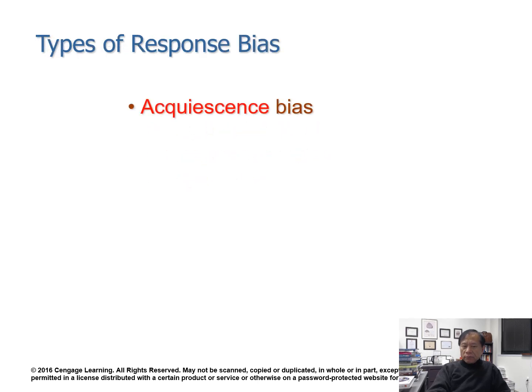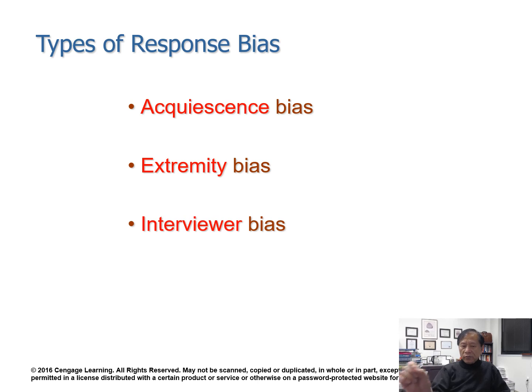The types of response bias, right? What is acquiescence bias? Acquiescence bias is when people tend to agree with you. Okay. What's extremity bias? People who want to go to extremes in their answers. Okay. Interviewer bias: your presence can reduce bias. Social desirability bias: someone wants to belong to a social class other than his or her own.